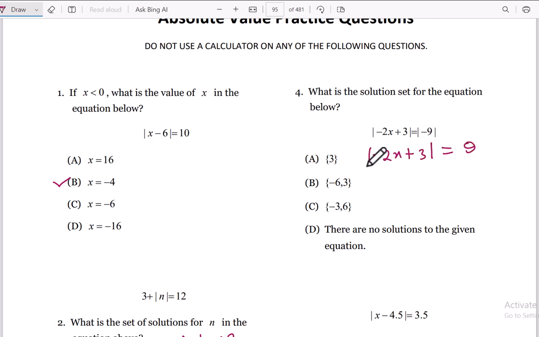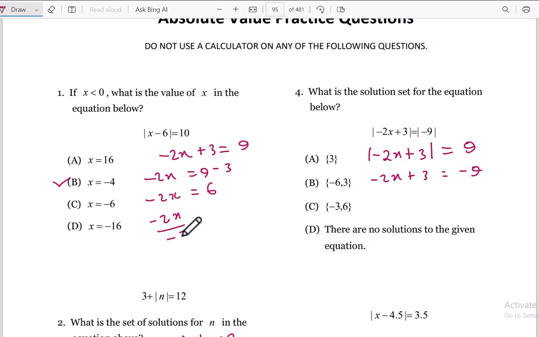At the end of the day, this will become negative 2x plus 3 equal to 9, or negative 2x plus 3 equal to minus 9. So we have two answers. Let's solve this. So this becomes negative 2x equal to 9 minus 3. 9 minus 3 is 6, right? Negative 2x equal to 6. Divide both sides by negative 2. 6 divided by negative 2, so x is equal to negative 3.